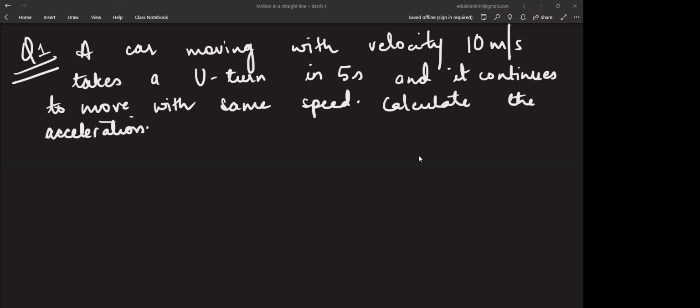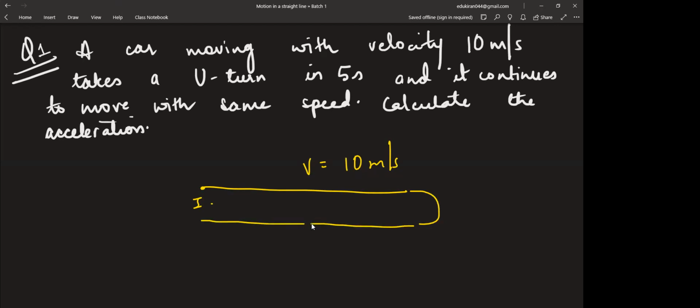Here, when a U-turn is given, we have to consider the sign convention also. See, this is the starting point, the initial point. The car is moving, velocity is 10 meter per second. It takes a U-turn, right? And comes back. This is the final position. Now also the velocity is 10 meter per second. How do we know this? Because it is written with the same speed. So this was the speed, now it would be 10 meter per second.